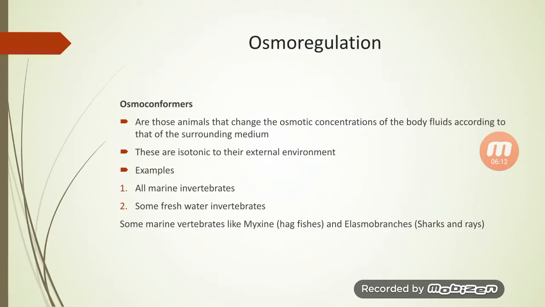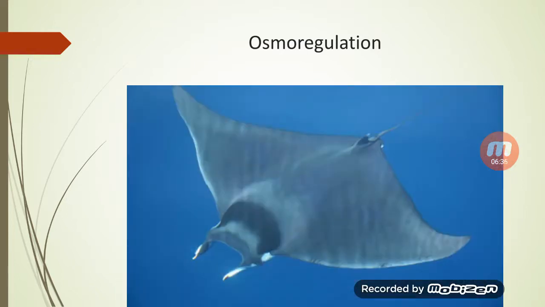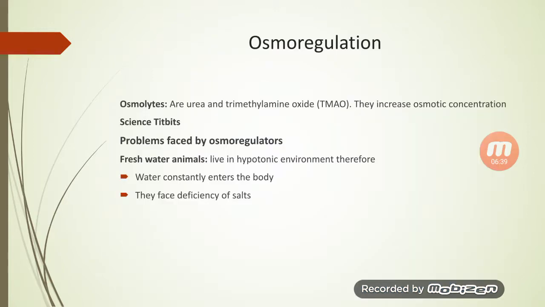Some marine vertebrates like Myxini, commonly called hagfish, and elasmobranchs, the sharks and rays, are the examples of osmoconformers. You can see one of the organisms which belong to the group of osmoconformers. Another example of the osmoconformers. Now, osmolytes are urea and trimethylamine oxide. They increase osmotic concentration.